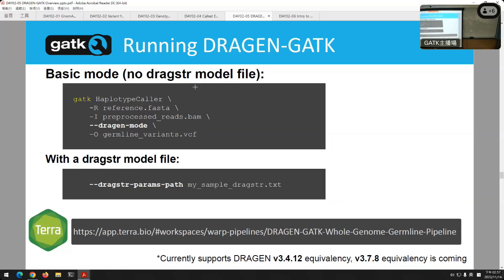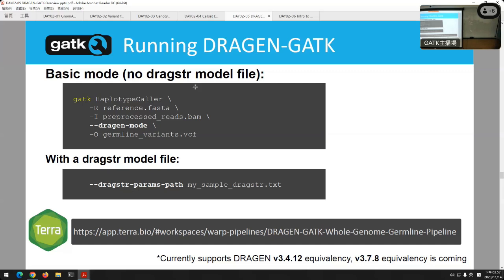Oh, and the dragstr params path, that's the argument you have to pass. When you call calibrate DragSTR model, again, that one gives us a lot better performance on indels. If you call that, it produces the file. That's how you pass it in. You pass in the dash dragstr params path, and you get to use the STR model then. Remember, the inputs for the STR model are calculated as a pre-processing step.